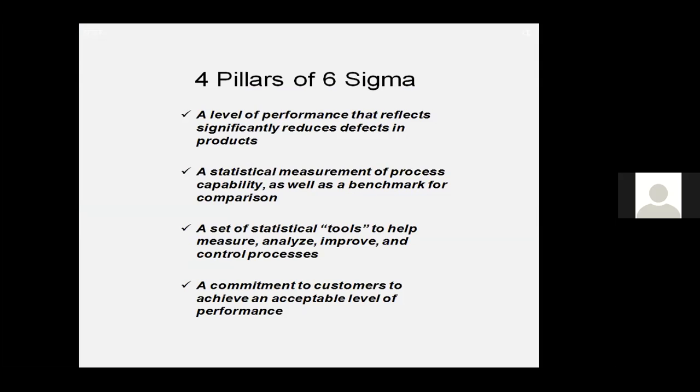Second, Six Sigma is a statistical measurement of process capability as well as a benchmark for comparison. Unless we have a statistical measurement, how can we... everything has to be measured. Everything has to be in a tangible form. How do we measure quality? We cannot use a very rough way of saying good quality, bad quality. It has to be quantified. So we can say a Six Sigma level, 4 sigma level, 5 sigma level. So statistically, there has to be some measure and some quantity needs to be depicted.